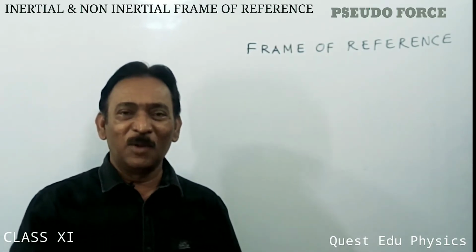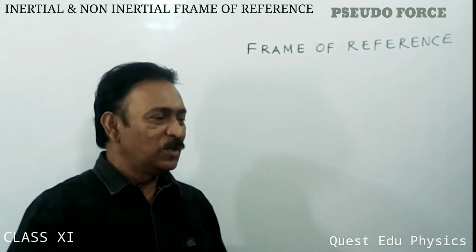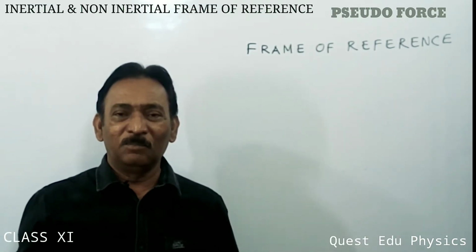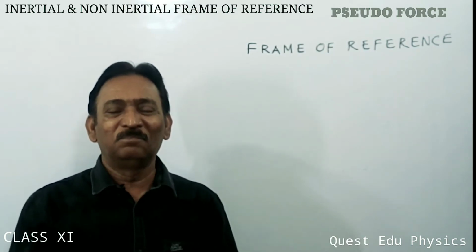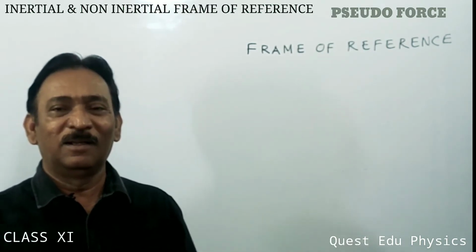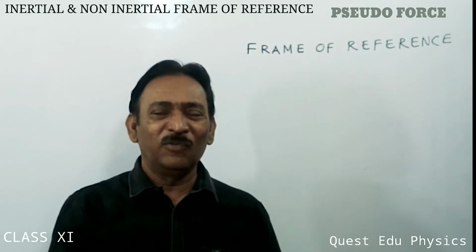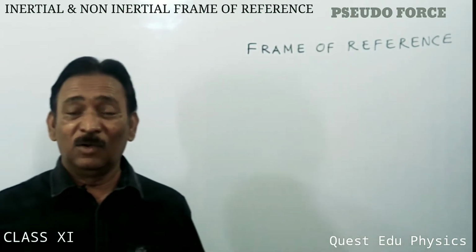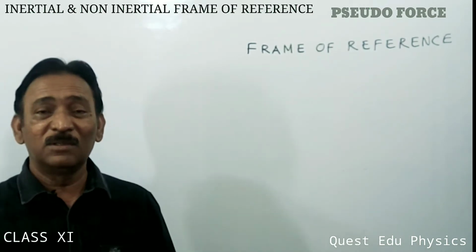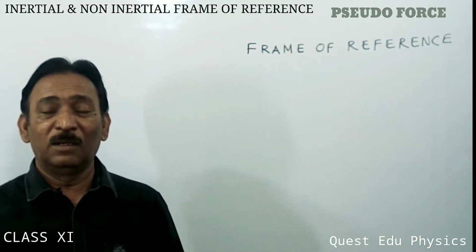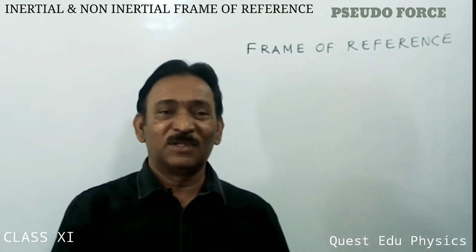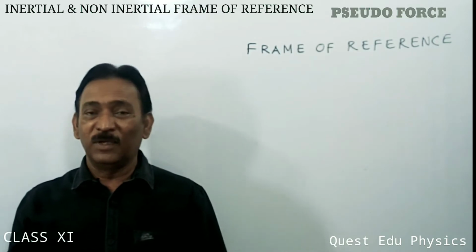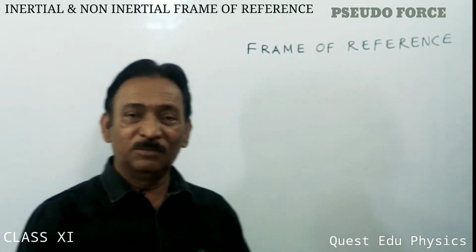Here I am speaking with you, and I am observing the motion of the bodies which are around me. Here I am taking my frame as the ground frame, the earth frame. By taking earth as a frame of reference, I am observing the bodies. It is the imaginary coordinate axis system in which the motion of bodies can be observed.